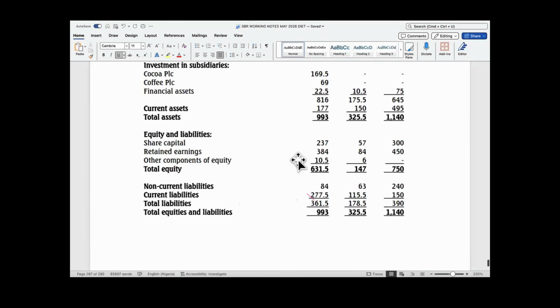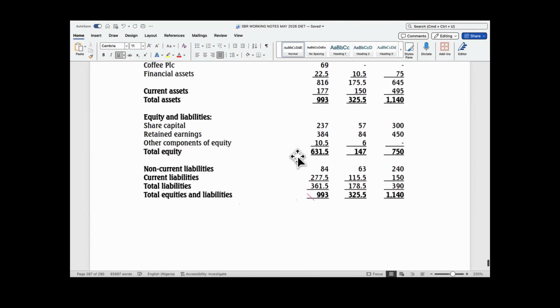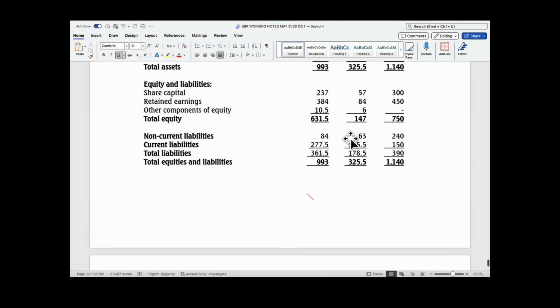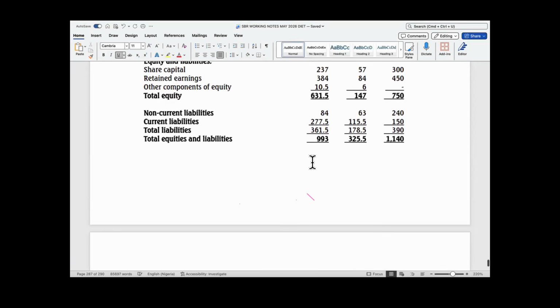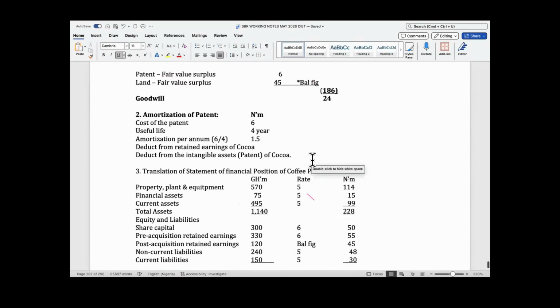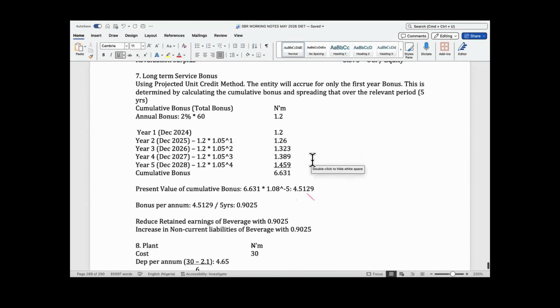Then share capital, that of the parent, retained earnings from workings, other component of equity from workings, current liabilities, add all of this together, plus the translated figure of the foreign subsidiary, non-current liabilities. I need to remember to add that long-term bonus also to this. Then my figure should balance. So I'm going to do it, right? But I will explain it to you.